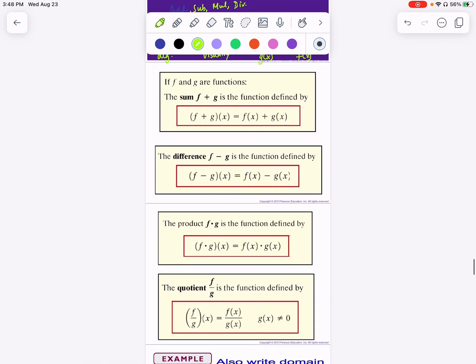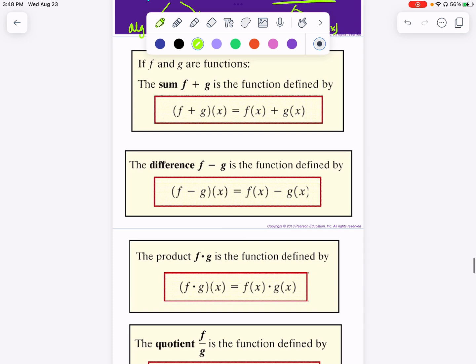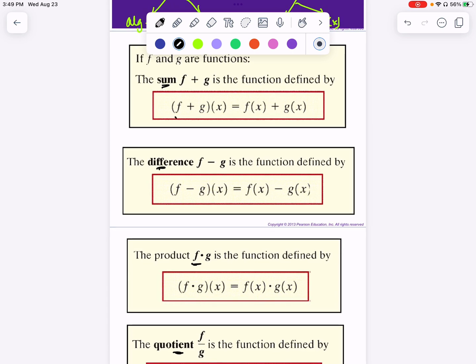Next are these four regular, generic ways of writing the sum, difference, product, and quotient of functions. So please identify and know how to read them. If you see f plus g of x, that is exactly the same as f of x plus g of x, which means whatever the input is, we plug in the input here, evaluate the function, and then plug in the input here, evaluate the function, and add them.